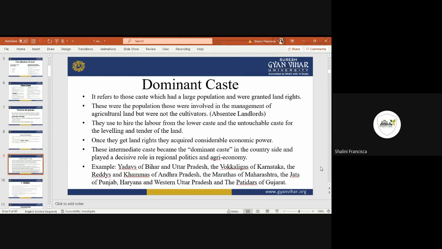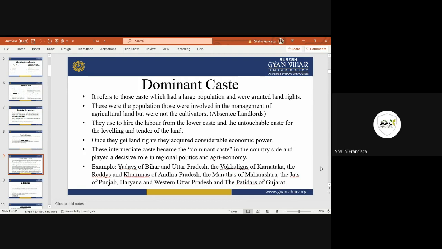Then what about the dominant caste? The second was about the dominant caste. At present these two things are going on. So what does the dominant caste mean? It refers to those castes which have a large population and were granted land rights. These were the population who were involved in the management of agricultural land but were not the cultivators.